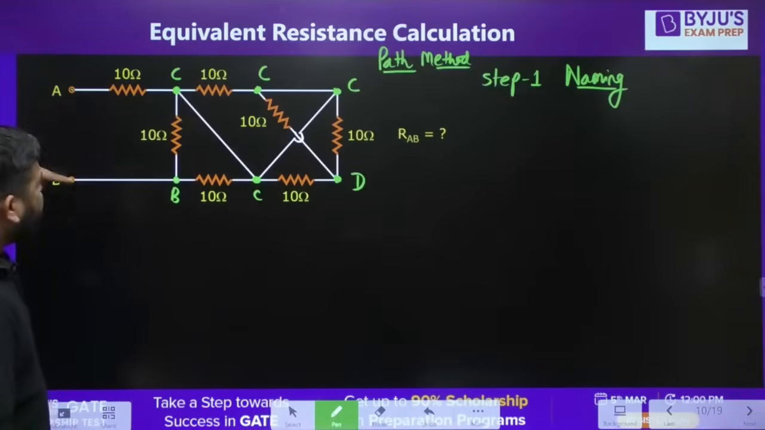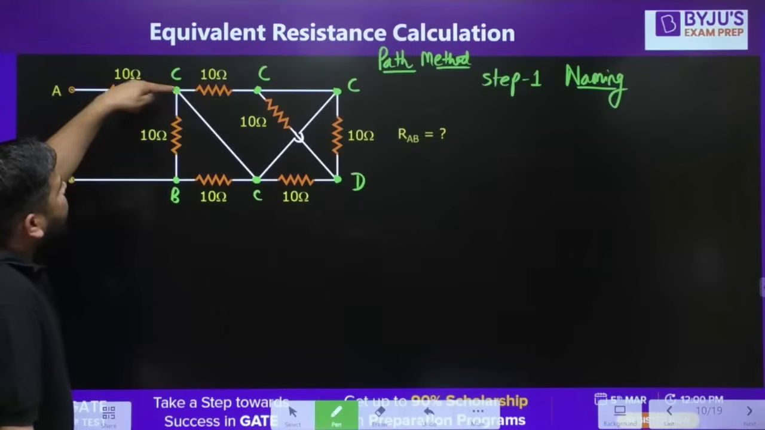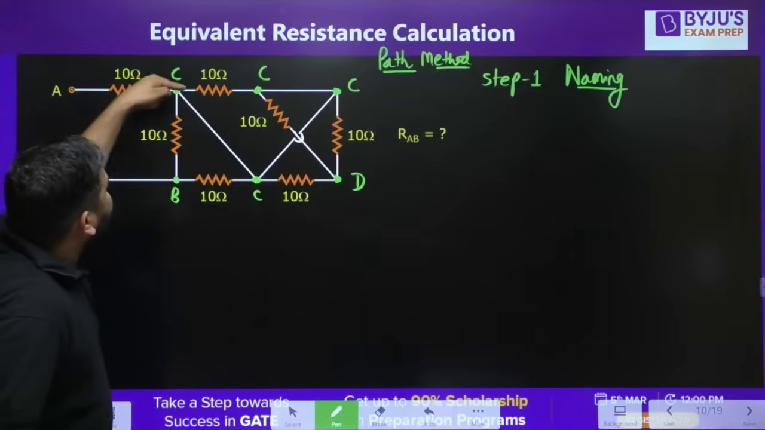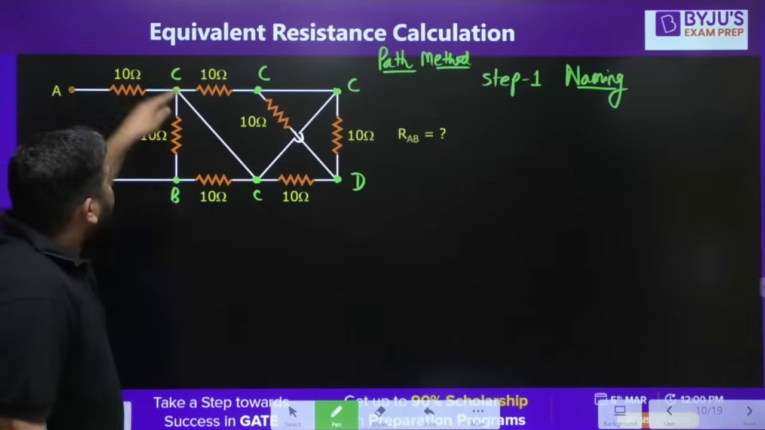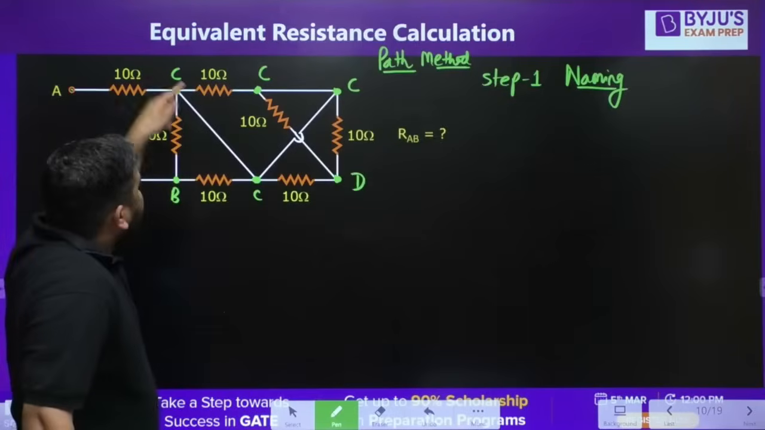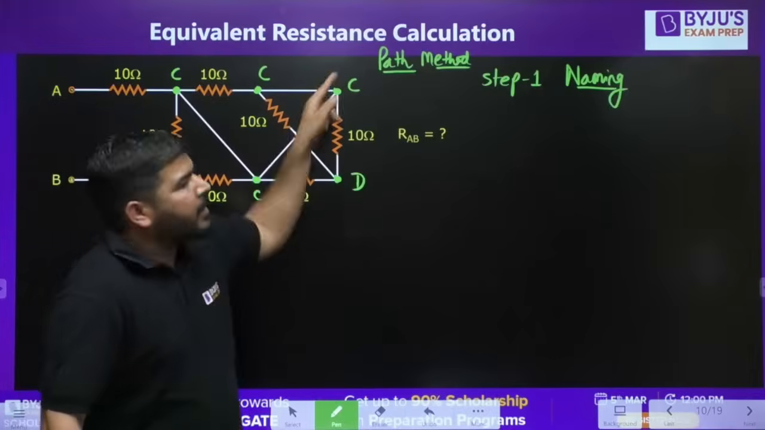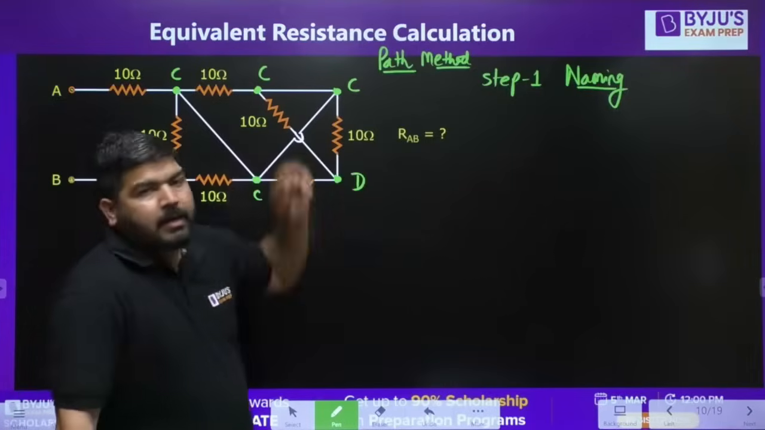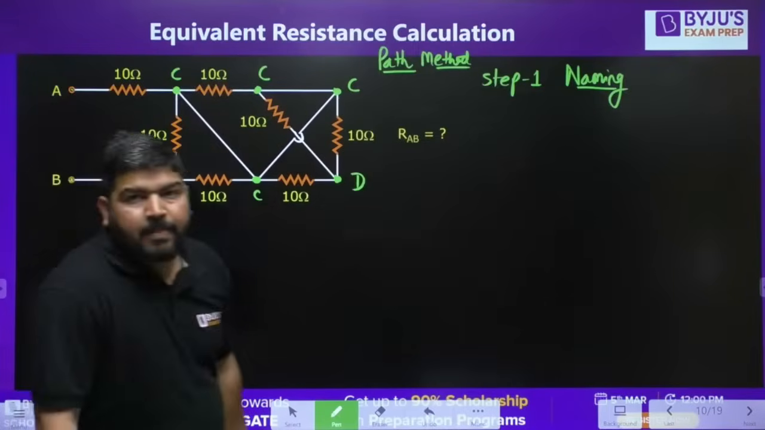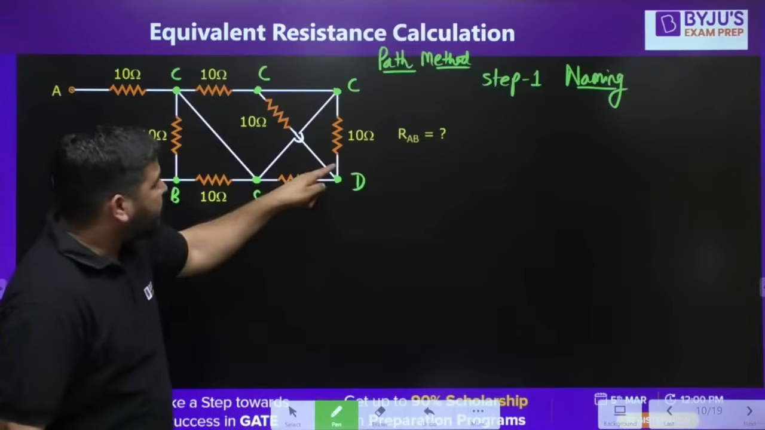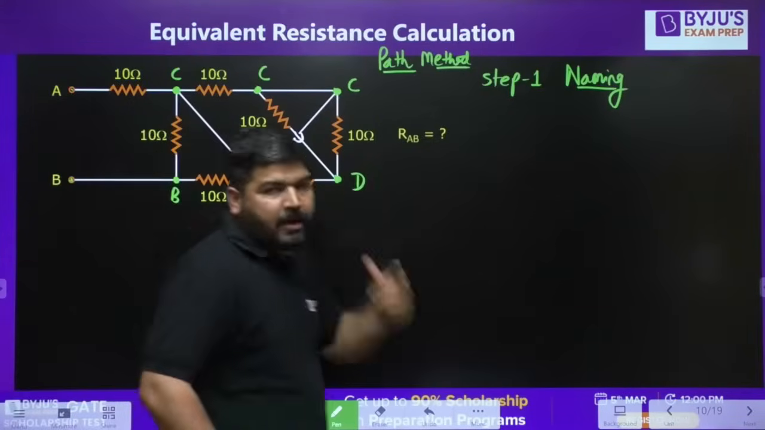I call this A. This point is B. If this point is B, this point will also be B. Now this point will be C because it is not directly connected, so I call it a different name, C. If this point is C, this will also be C because it is connected directly. Similarly, this point will also be C because it is connected with a direct wire. But this will not be C because there is a resistance in between, and that's why I call it D.